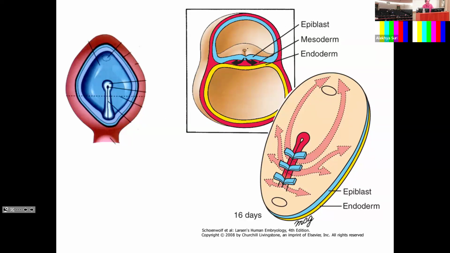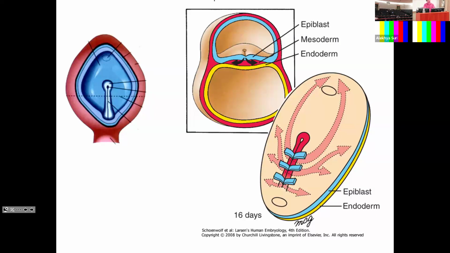There's another view. This is the primitive streak. This is the Hensen's node. This is the epiblast in blue, and the cells of the epiblast, or the ectoderm, ingress and form the mesoderm. And then we have the ectoderm, okay? All this is going to be the embryo, but all this is extraembryonic tissues.